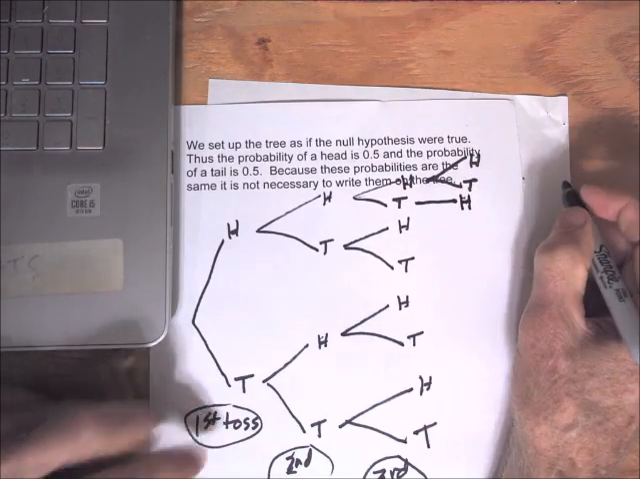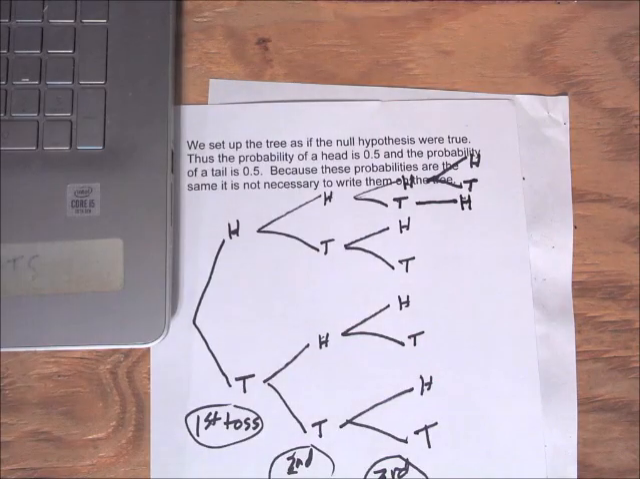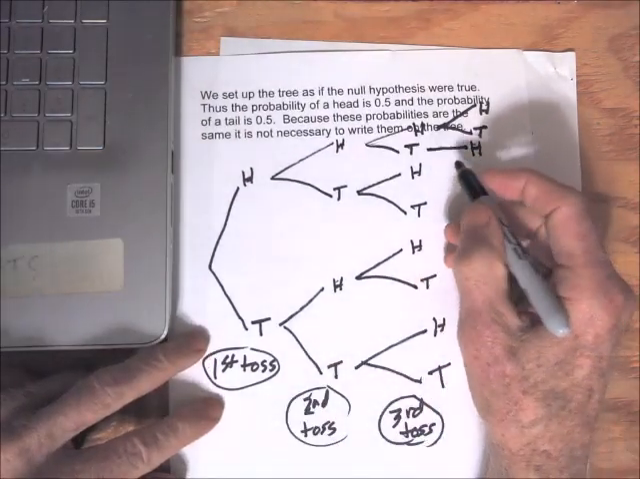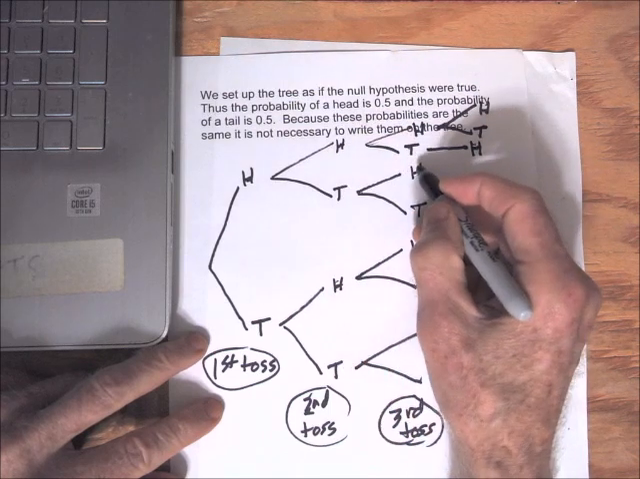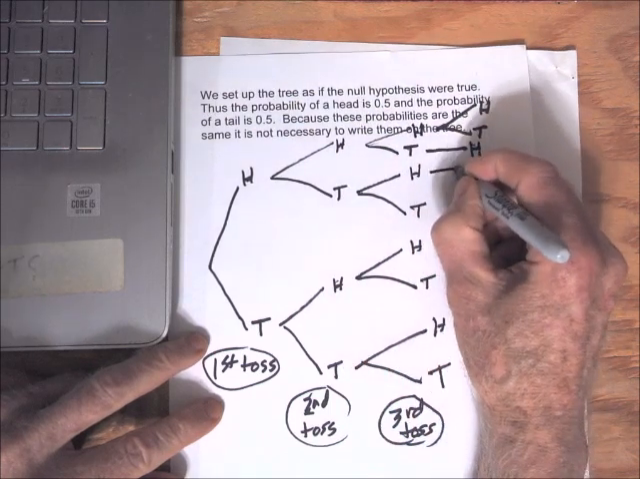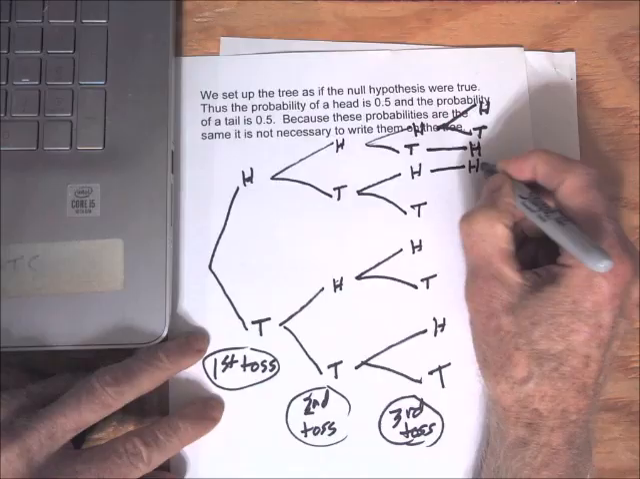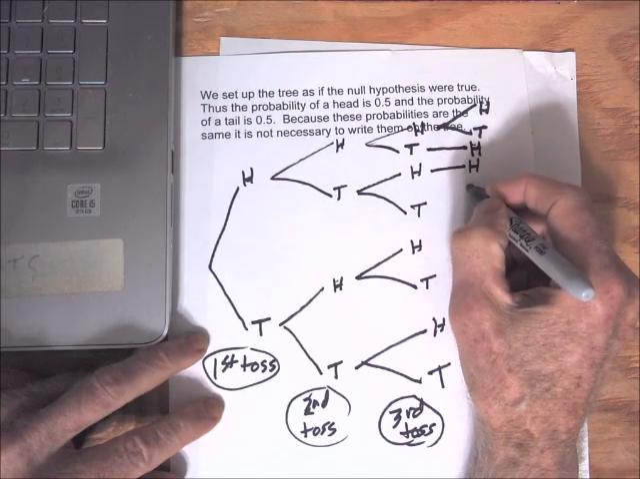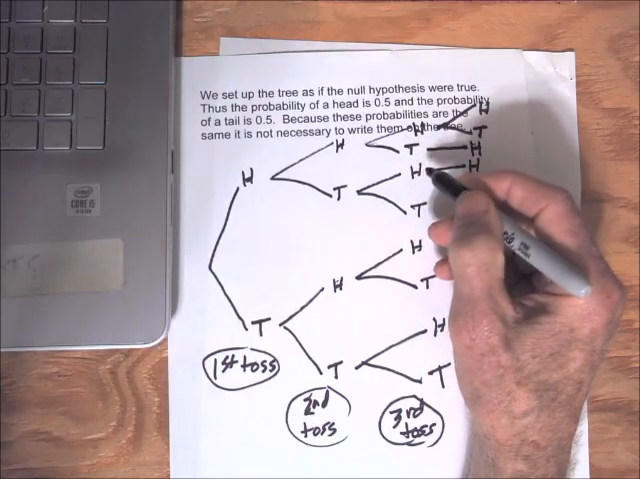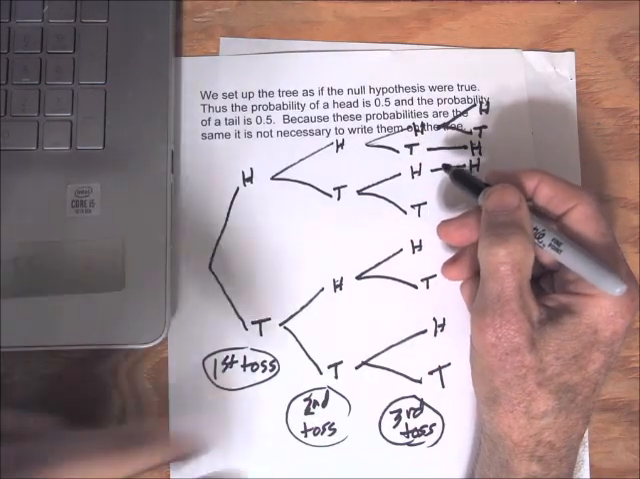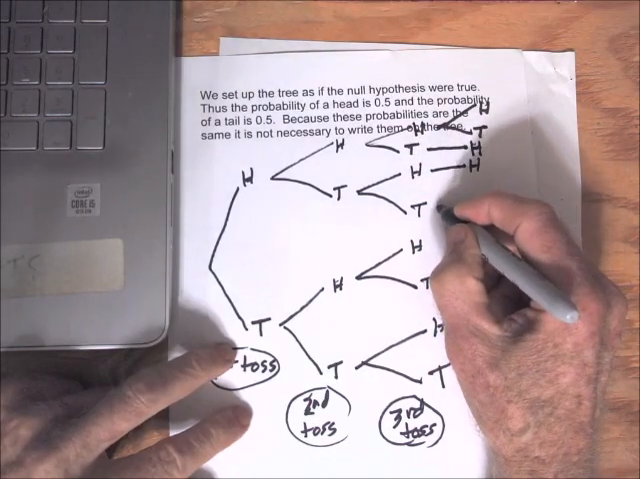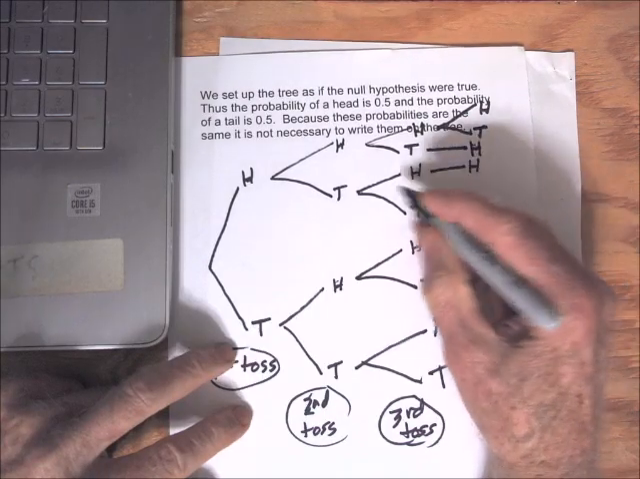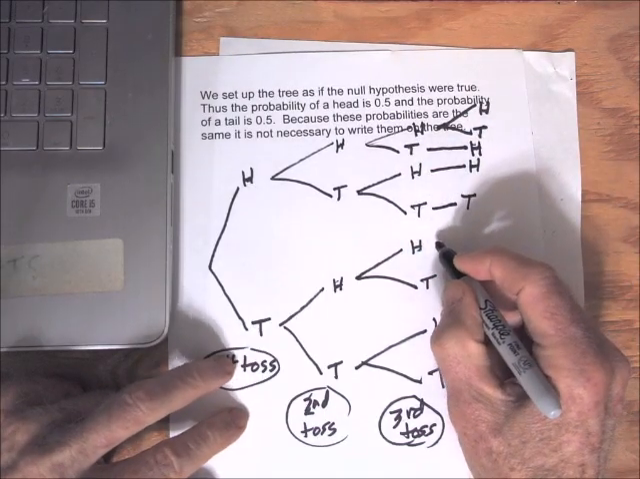So we could just do the one path there, the head, head, tail, head. Again, we could just do the head here. If we do the full tree, we'll also have a tail, but we're only looking at the paths where we have 3 of the same. And this one here, we'll make that a tail, okay? Because we're only looking at the paths that are 3 of the same.